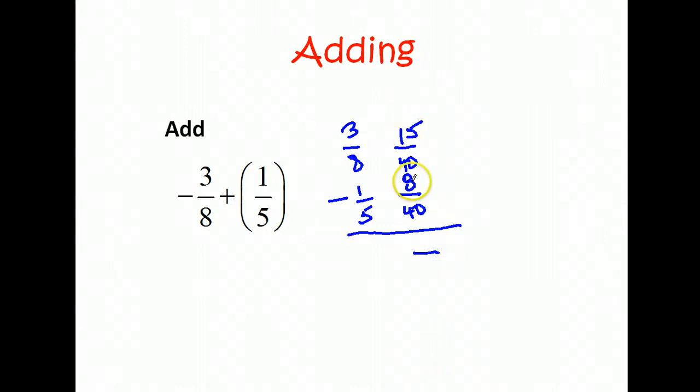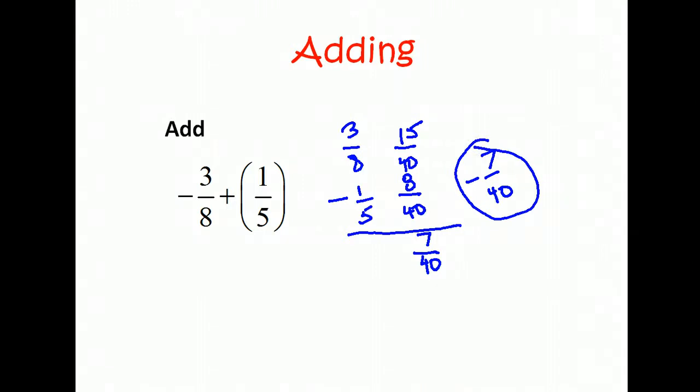I can subtract. 15 minus 8 is 7. And 40 is my denominator. I look back, what's bigger, 1/5 or 3/8? 3/8 is bigger, it was negative, so my answer is going to be negative 7/40.